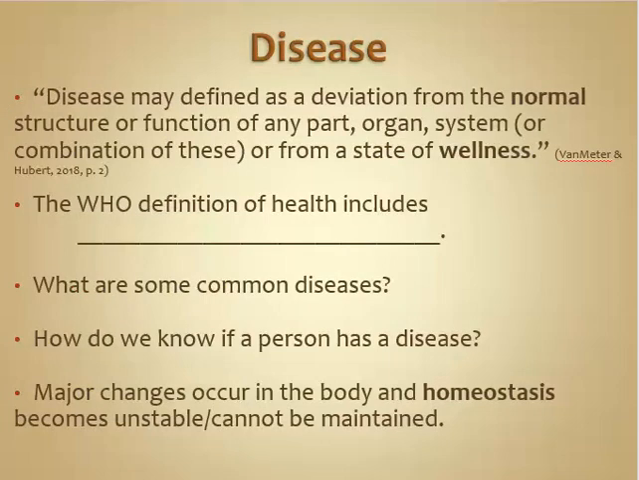So disease, according to the World Health Organization, is defined as a deviation from the normal structure or function of any part, organ, or system, or any combination of these things, or from a state of wellness. So there's all kinds of diseases. It's all around homeostasis becoming unstable, not being able to be maintained.